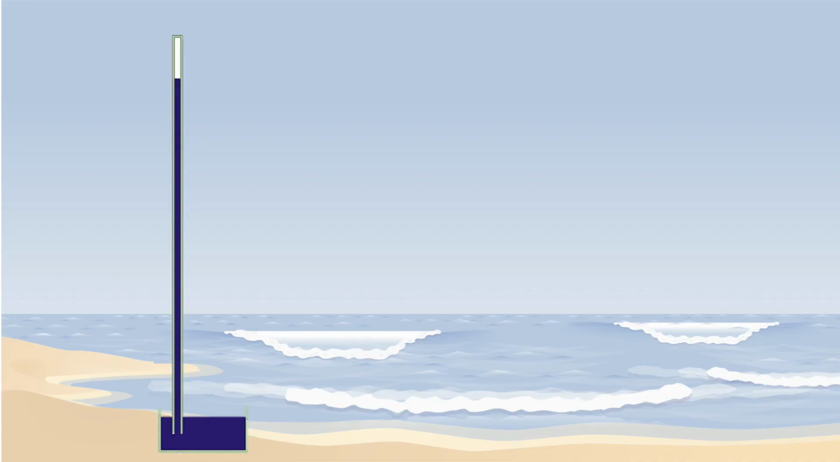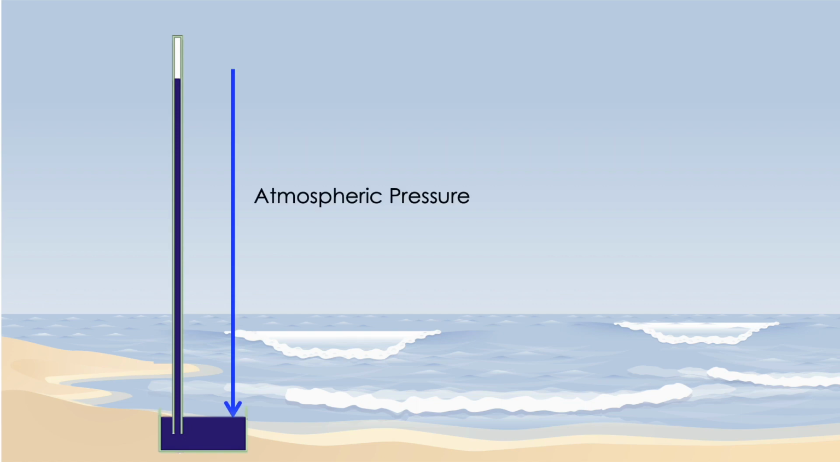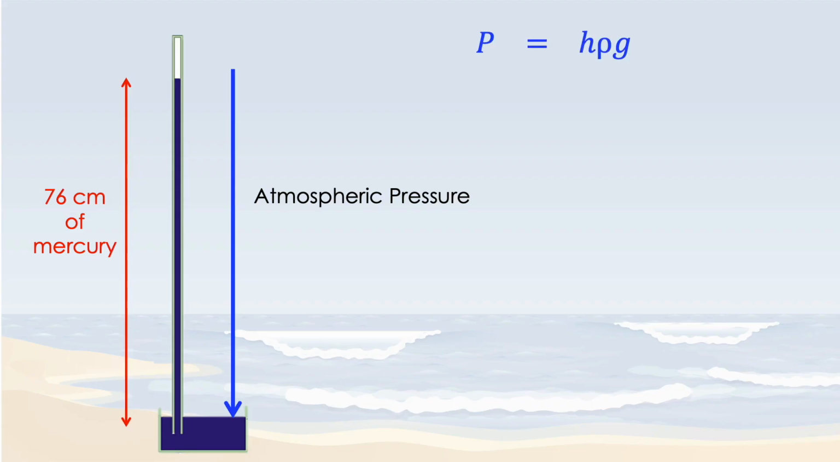At mean sea level, the pressure exerted by the atmosphere is exactly equal to the pressure exerted by a column of mercury that is 76 centimeters in height. We can calculate this pressure using the formula P equals H rho g.